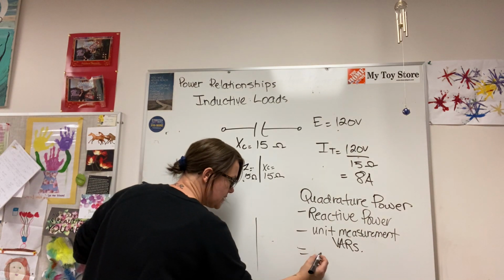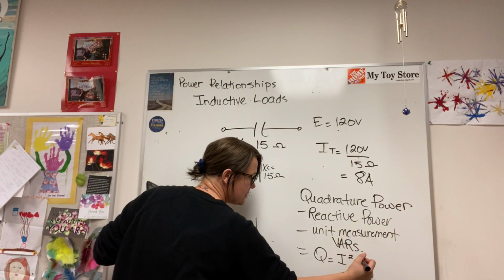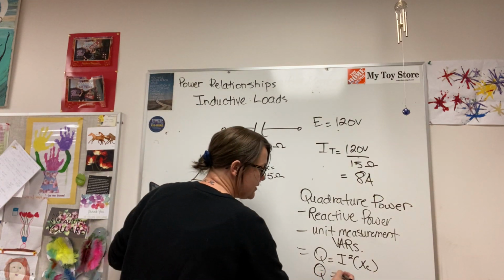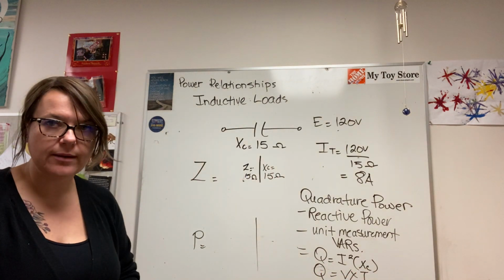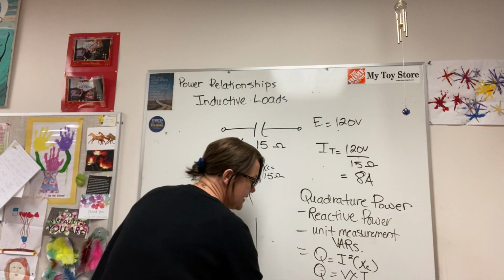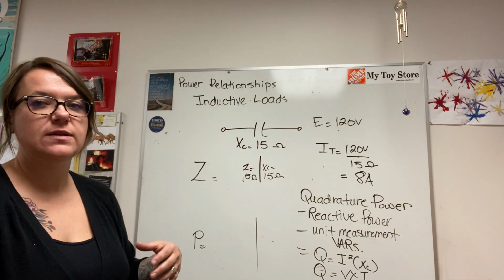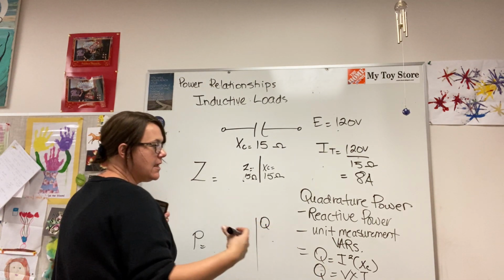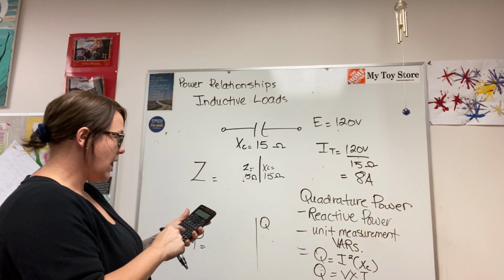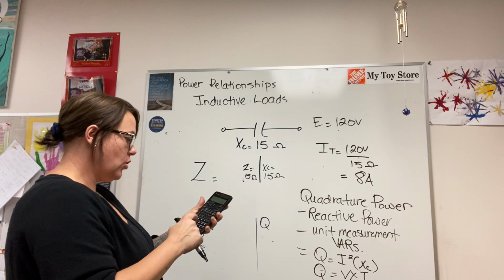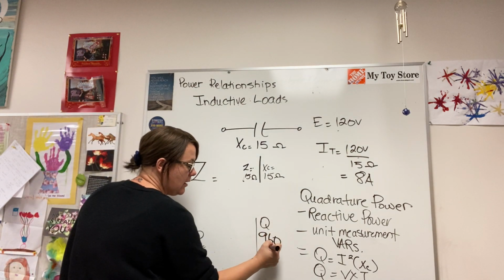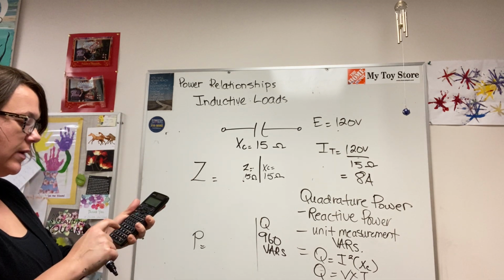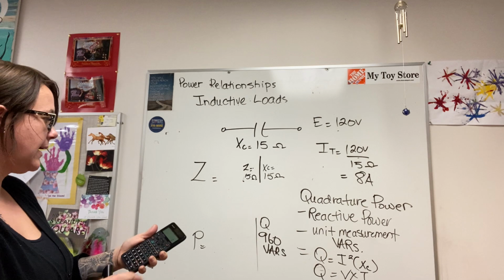Okay, and the formula is going to be Q equals I squared XC, or in this case, you can also go Q equals V times I because it's the only component in the circuit, so therefore Q equals S, meaning reactive power equals apparent power. So I could use any of these formulas here to figure out how many reactive VARs are being produced, okay? So I'm going to go I squared XC to start, 8 squared times 15 ohms, that gives me 960 VARs, okay? I'm just going to verify that volts times current would work. 120 times 8, 960, okay?